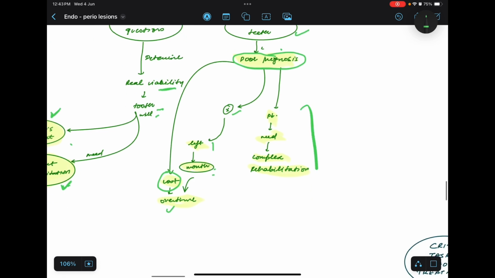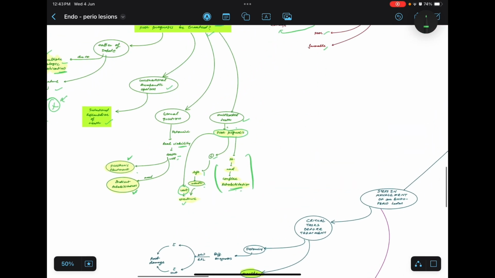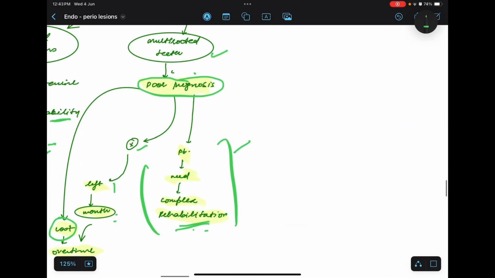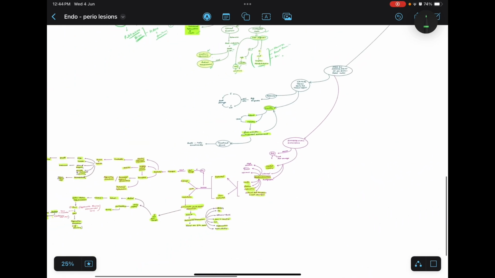Now, in case the patient needs complex rehabilitation, we'll have to check whether we can treat it. There are many treatment options involved, which include hemisection, root resection, then bicuspidization. Depending on your case, you can select one.